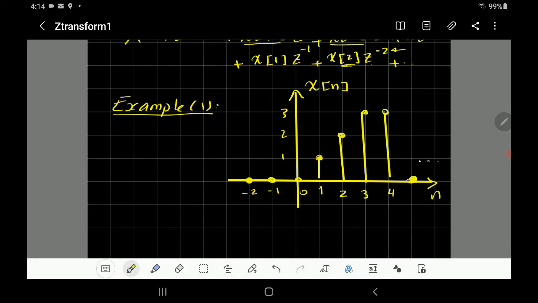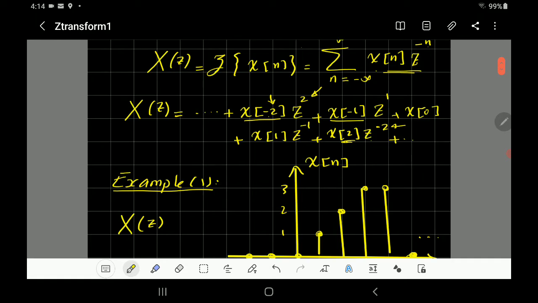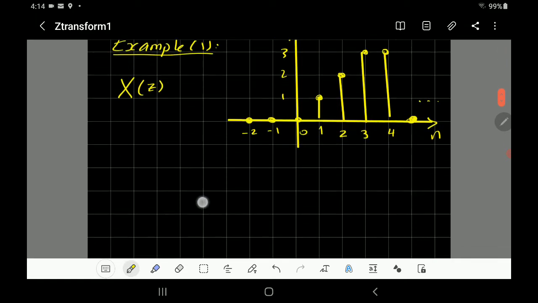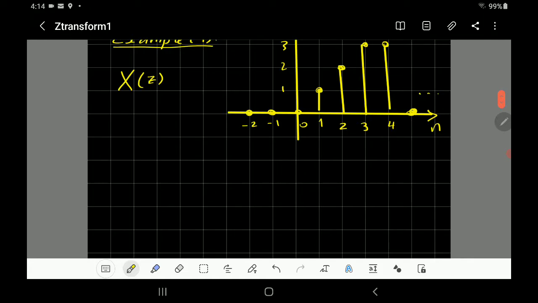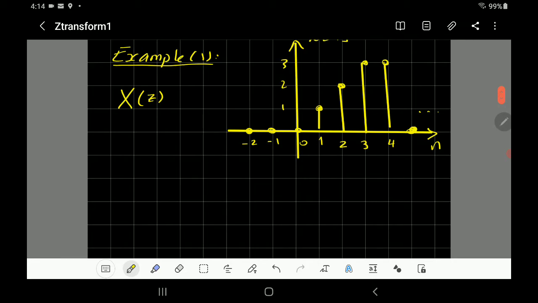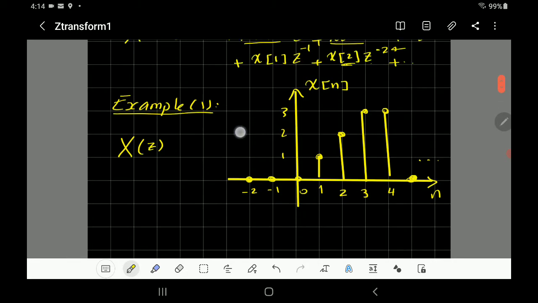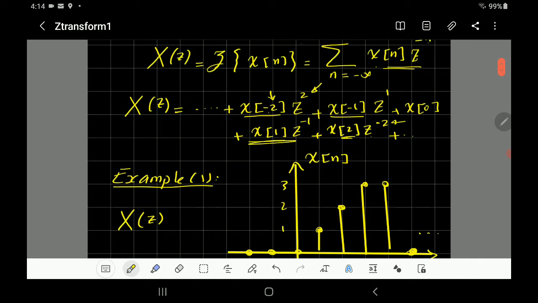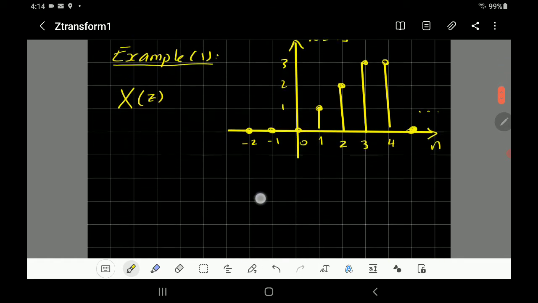So that's a sequence, you see. And at each instant, the value of the sequence is defined. I want to find the transform of this one. So I'm going to use this definition, this summation, this series. So how do you write that? Well, actually it starts from 1. So I will start writing from this term because everything is 0 behind that.